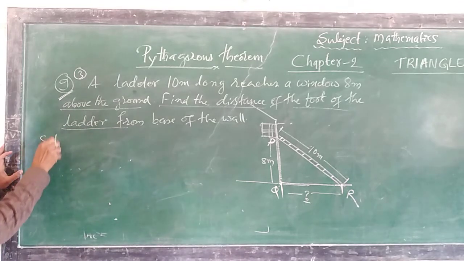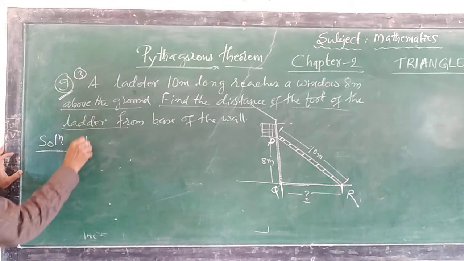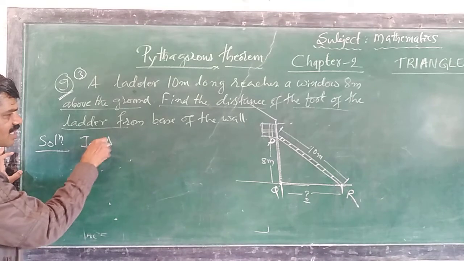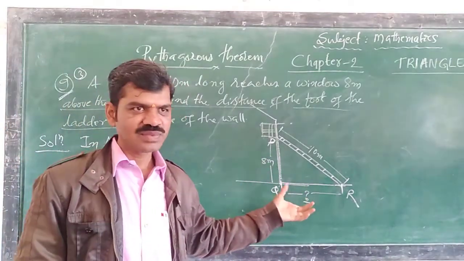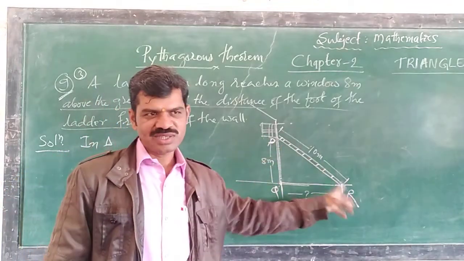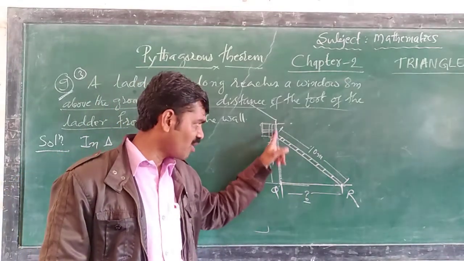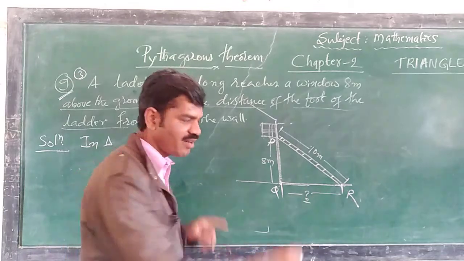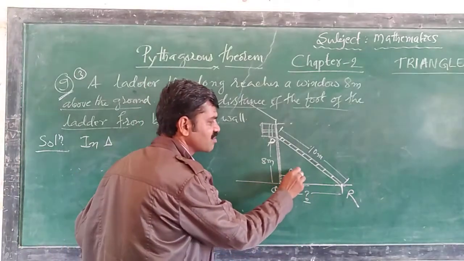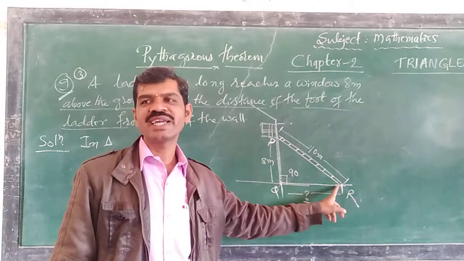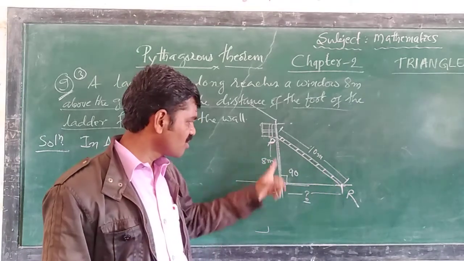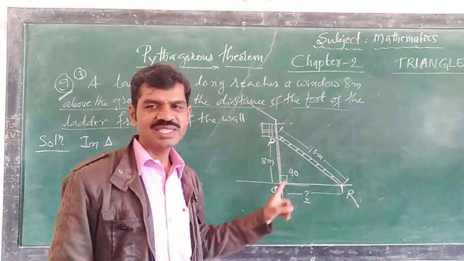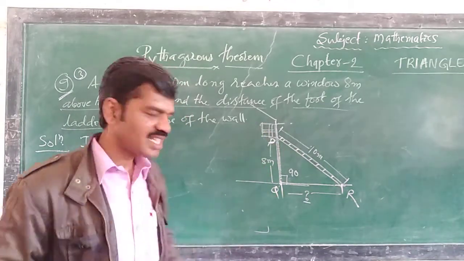Let us write the solution in triangle. This is actually in the shape of a triangle. If we put the ladder to the wall, then the wall to the ground will always be 90 degree. You know that. And the ladder will be like the hypotenuse of the triangle, isn't it? So PQR is an imaginary right angle triangle.